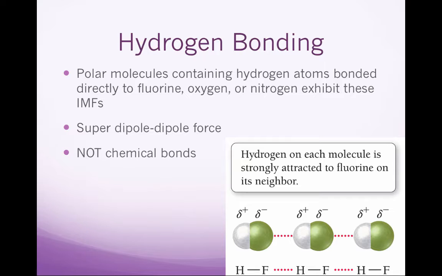So here if you see in the bottom corner, hydrogen on one molecule is strongly attracted to the fluorine on its neighbor. So here we have HF, hydrogen is partially positive, fluorine is partially negative. This fluorine here that's attached to this hydrogen is attracted to this hydrogen on another HF molecule, so on and so forth. The reason these are stronger is because the electronegativity difference between hydrogen and fluorine, oxygen, and nitrogen is so great that this is a much stronger dipole than most dipoles.